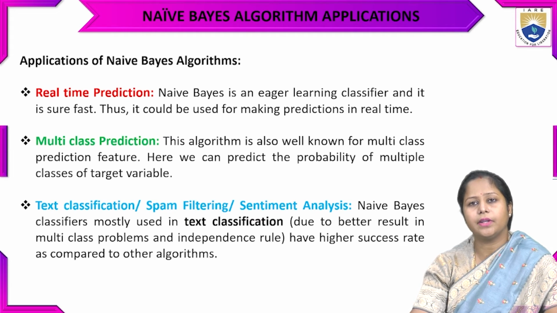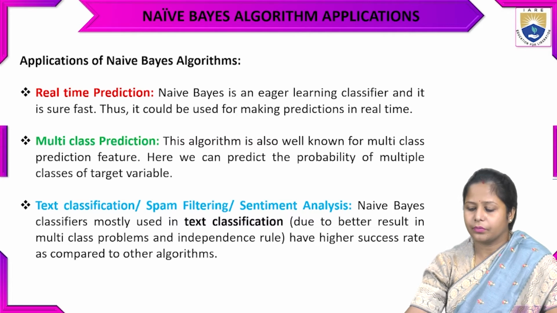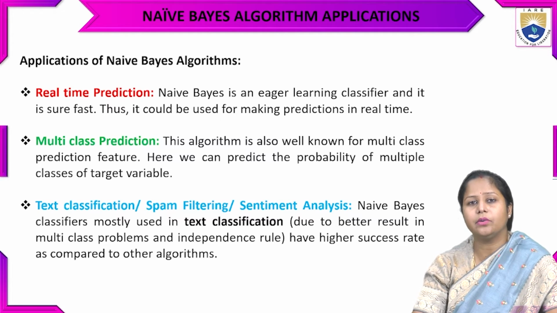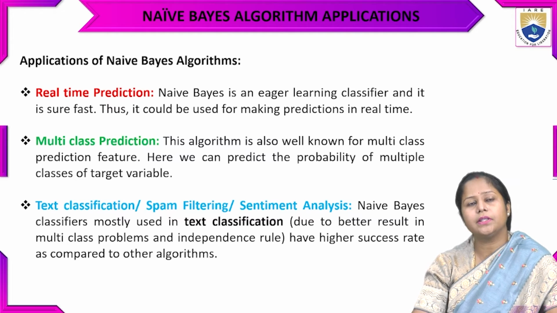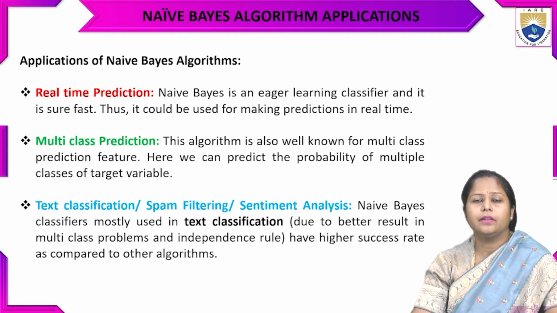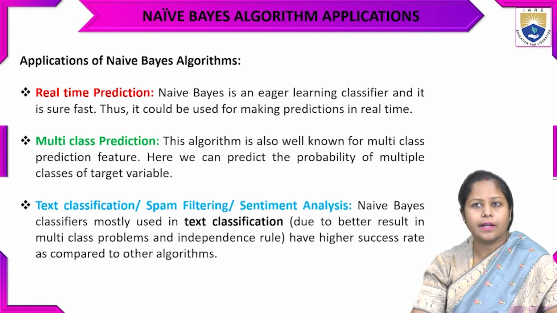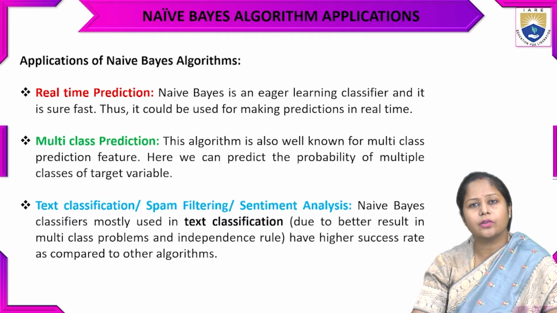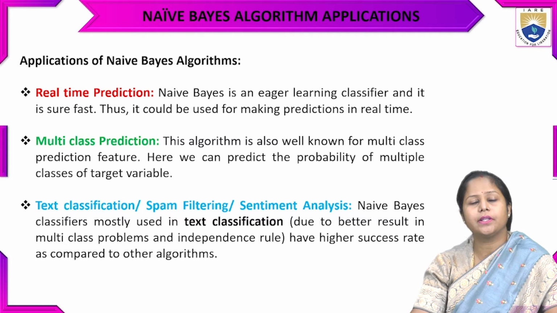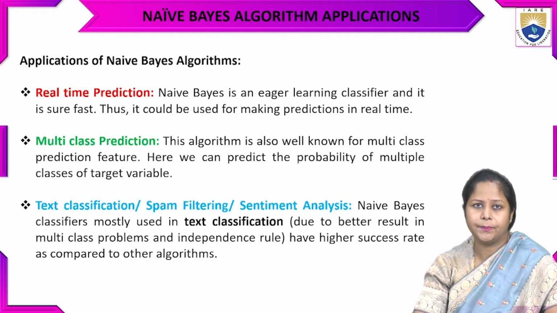So from there we have to find out the likelihood probability for the same. There are many applications of the naive Bayesian algorithm. One is real-time prediction. Naive Bayes is an eager learning classifier, and it is surely fast. So it can be used for marketing predictions in real-time applications.